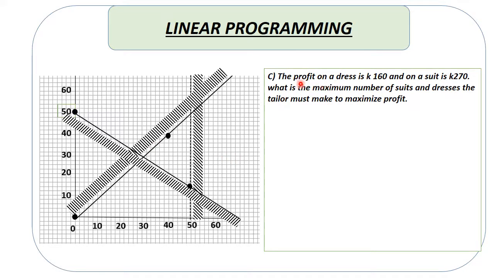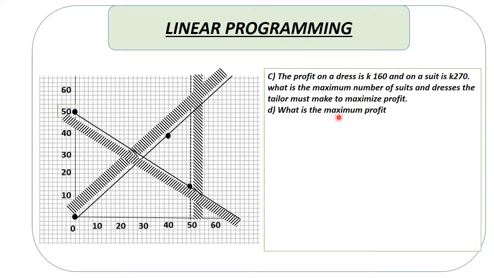So we need to come up with an equation that gives us the maximum profit, which is going to be the function that we're going to be solving. The profit on a dress is 160 and on a suit is 270. That means if the tailor sells one dress, he or she is going to make 160. If he sells 2 dresses, he or she is going to make 2 times 160. So the number of dresses should be multiplied by the profit on each dress. The total profit on dresses is x times 160, which is 160x, and on suits is y times 270, which is 270y.